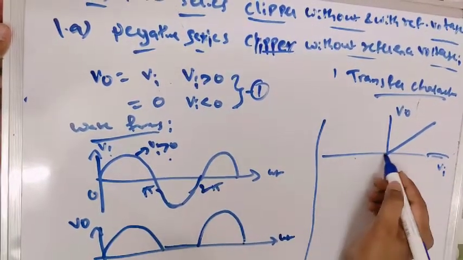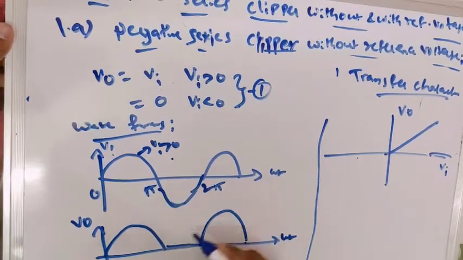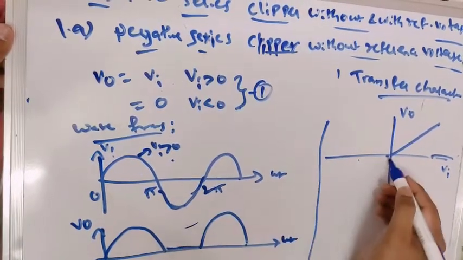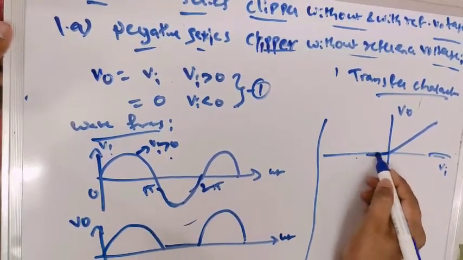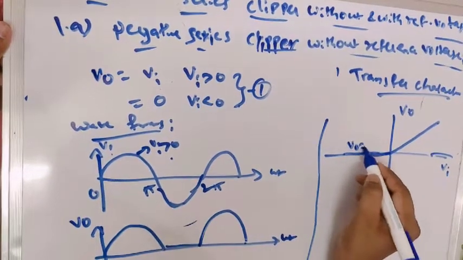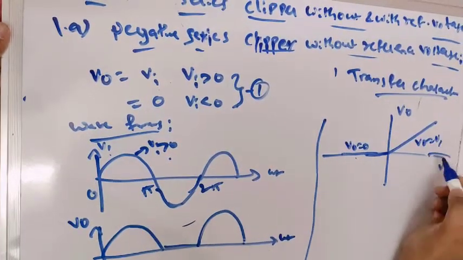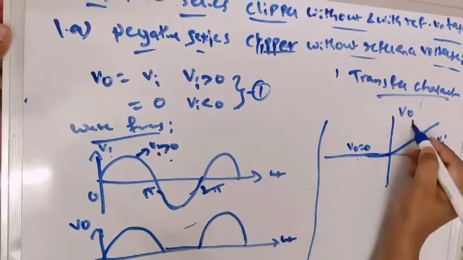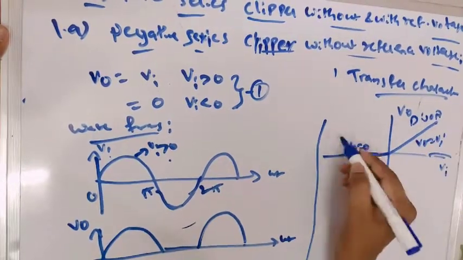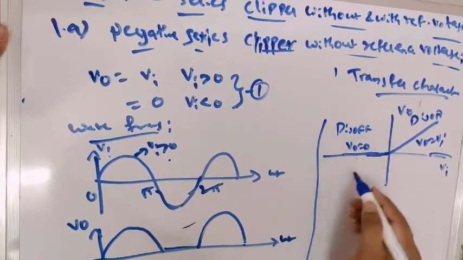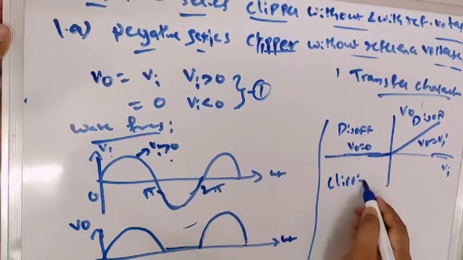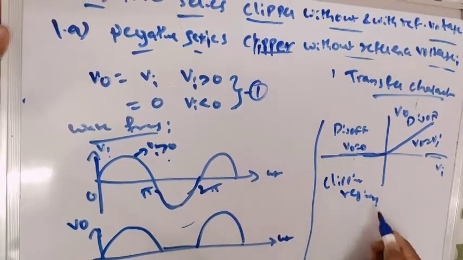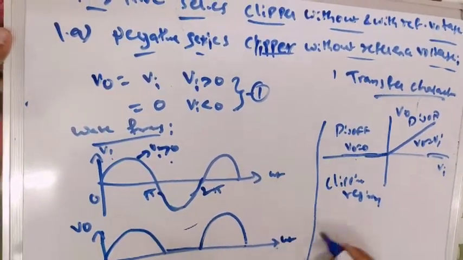When we take input voltage negative, that means the negative portion of the input signal, what happens? The input is negative, so the output will be equal to 0. Here V0 is equal to Vi, it follows the input. In this case the diode is on, here the diode is off. So this is called the clipping region. It clips this negative portion. That is why it is called a negative series clipper.